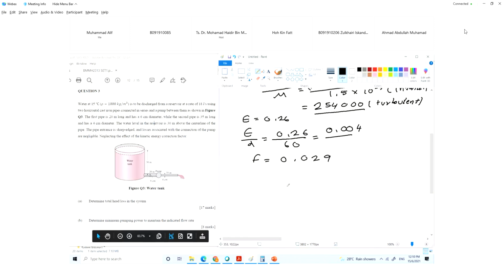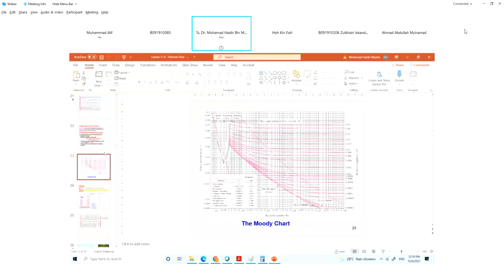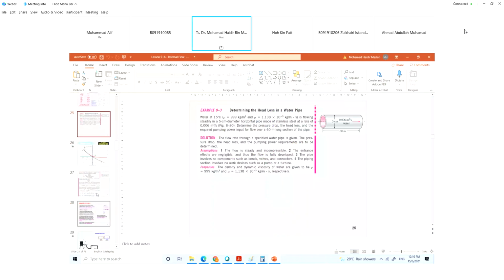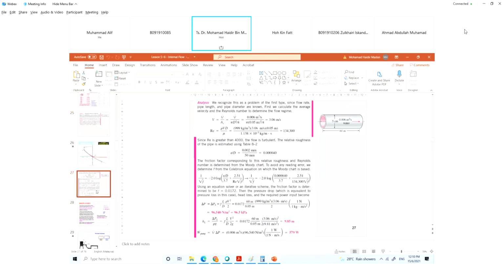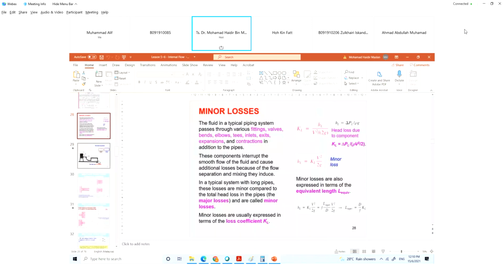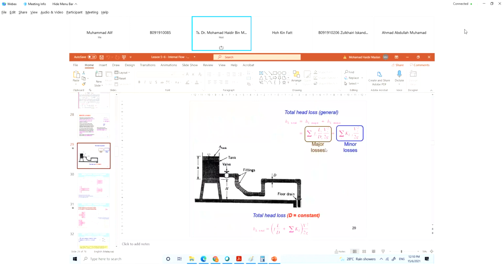So now we got the f, and if you remember from the last slide, you can determine the value for the losses. What is the equation for losses? This one is the equation for losses. So total losses is f L over D V squared over 2g plus the minor losses V squared over 2g. Now you get the f. You know the L, you know the D, you know the velocity, but you don't know the minor losses.